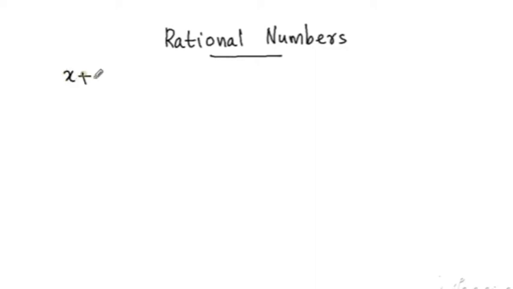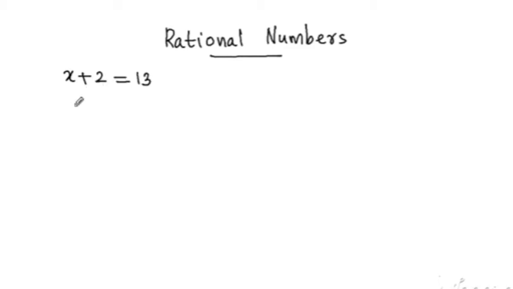Hello students, let's begin the chapter Rational Numbers. In mathematics, we frequently come across simple equations that need to be solved. Simple equations means equations that contain numbers, variables and the four basic operations. And in this chapter, the number systems are introduced by considering the solution of these equations.